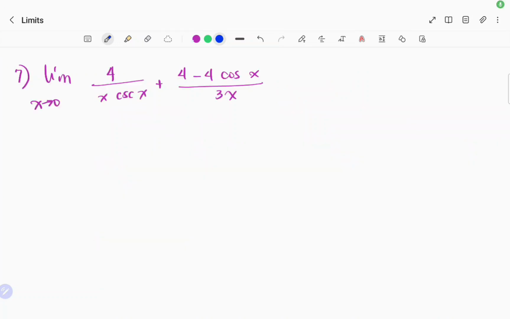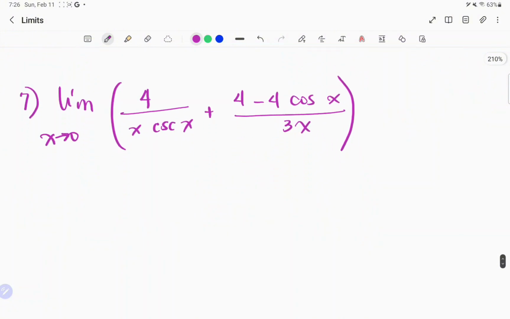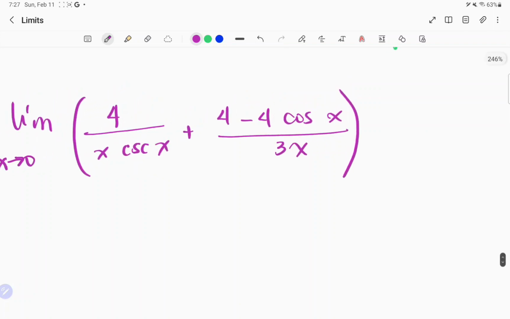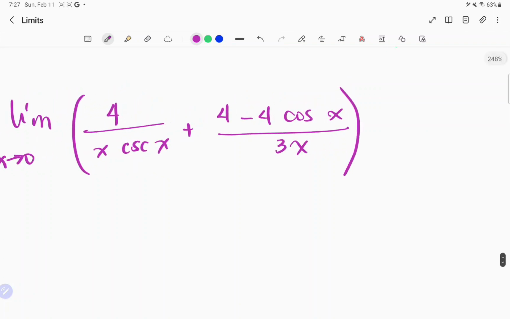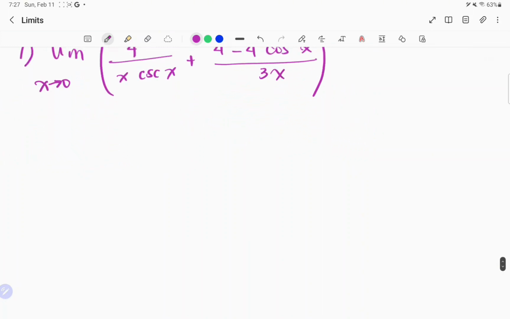Now let's take a look at this example. We have the limit of 4 over x cosecant x plus 4 minus 4 cosine x over 3x as x approaches 0. Now, since cosecant for the first term is not in our special function, we can change it to sine. And there is a cosine here. I think we can manipulate the second term in order to produce the second special function. So let's start.